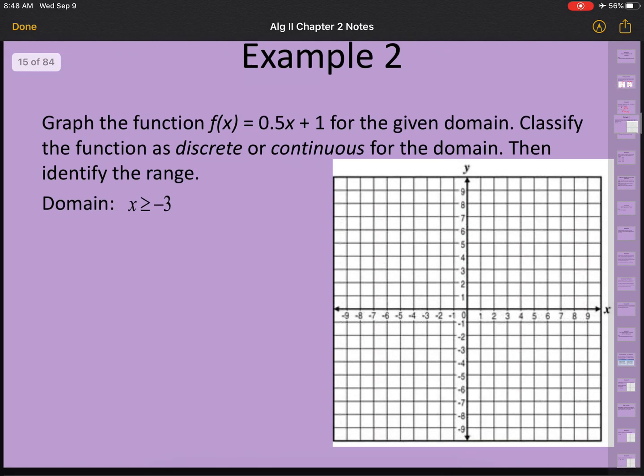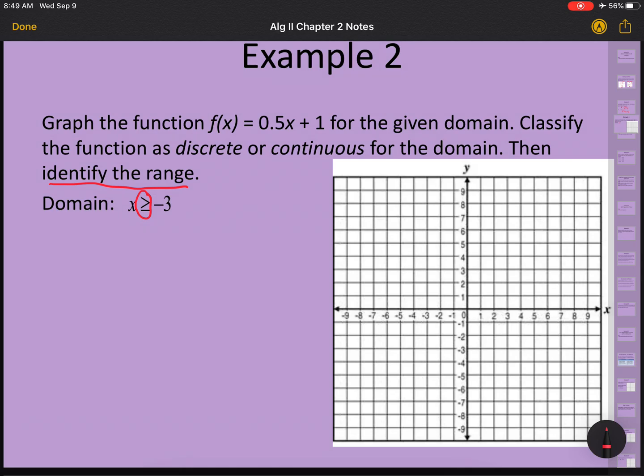In example 2, we're still going to use the same function, but we have a different domain this time, and we're still going to identify the range. So now our domain is everything bigger than or equal to -3. Just reading that to yourself, you have everything bigger than or equal to -3. So you're going to hit -3, -2, -1, 0, 1, 2, 3, on and on forever. And you're also going to hit every number in between the whole numbers, so like the halves.